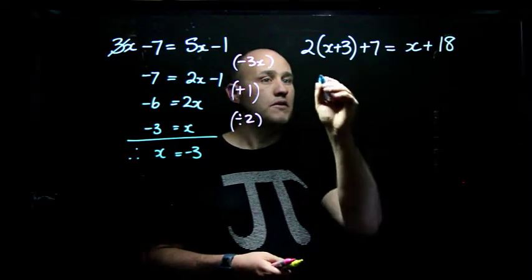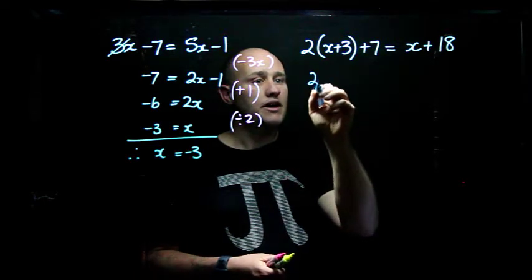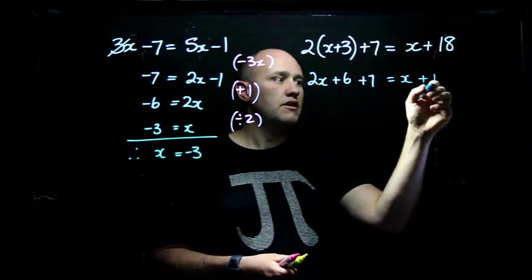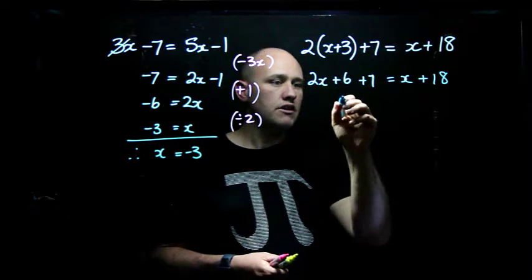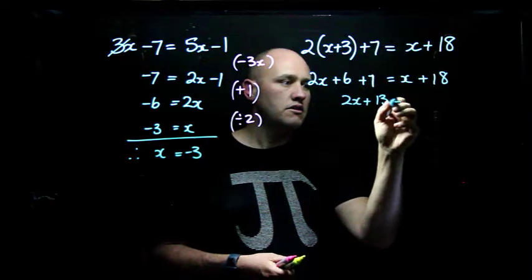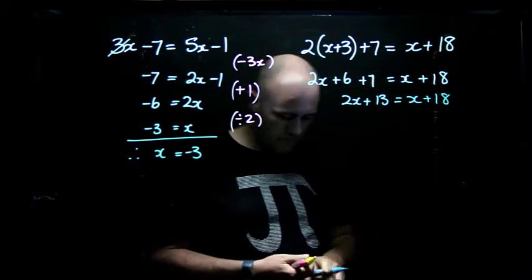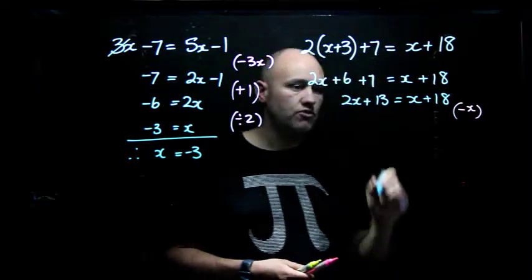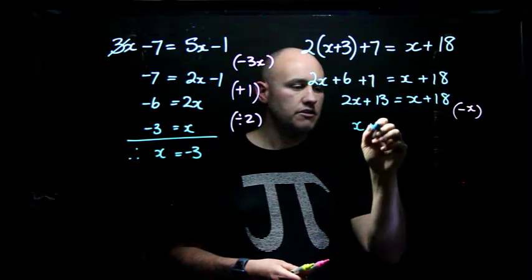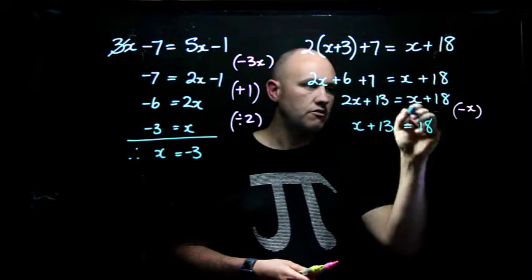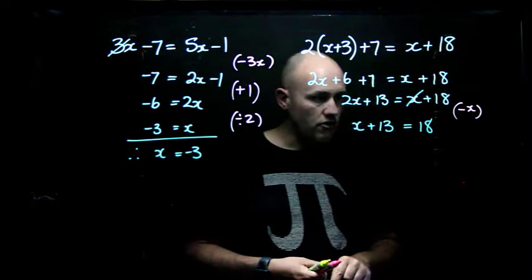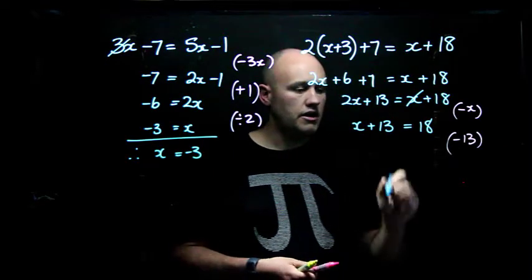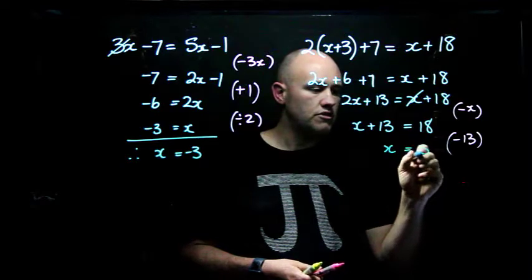So when I expand this bracket, the distributive law tells me I get 2x plus 6 plus 7 is equal to x plus 18. And simplifying again, I get 2x plus 13 is equal to x plus 18. And then I'm going to subtract x from both sides. My lowest number of x's has been subtracted. And 2x minus x just gives me x plus 13, now just equals 18 because I subtracted x. And now I'm going to subtract 13. Minus 13 there, and x is equal to 18 minus 13, which is 5.